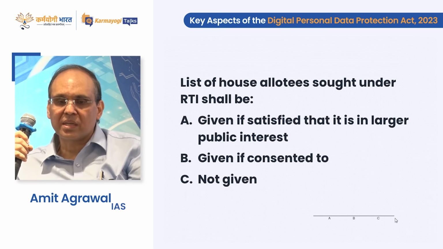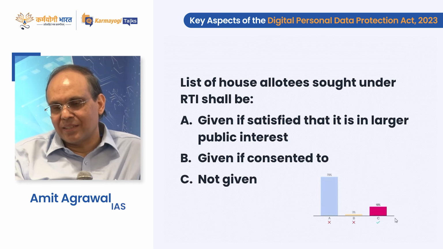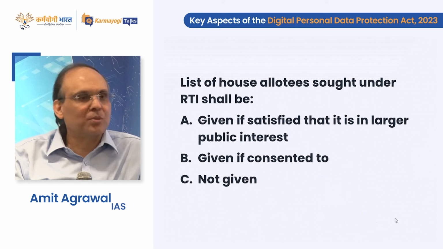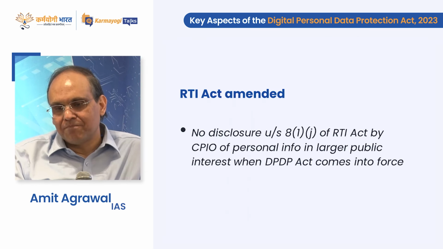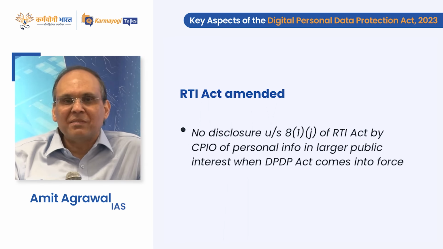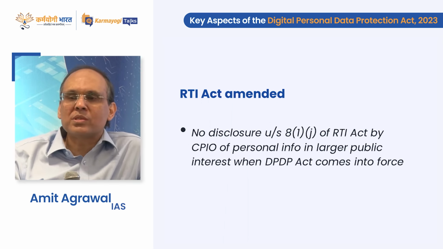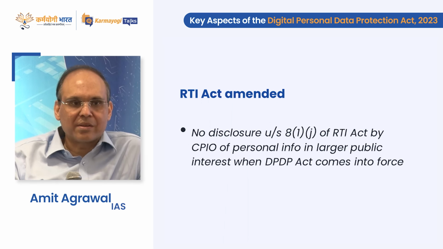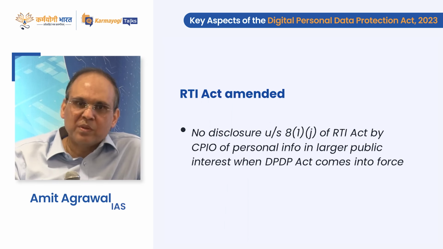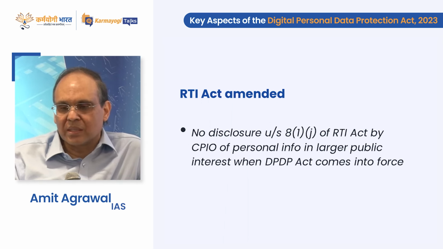The list of house allottees sought under RTI: shall it be given if satisfied that it is in larger public interest, given if consented to, or not given? So yeah, the correct answer is not to be given. And the reason is the RTI Act itself is amended through the DPDPA Act. Section 8(1)(j), as all of you who answered A would be aware, says it is an exemption. Personal information is exempt from disclosure, but there was a qualifier: however, it may be disclosed if the PIO feels it is in larger public interest. And this remainder of it has been removed. So it is now a flat bar under RTI. You can't disclose, because otherwise the two laws would be in conflict.